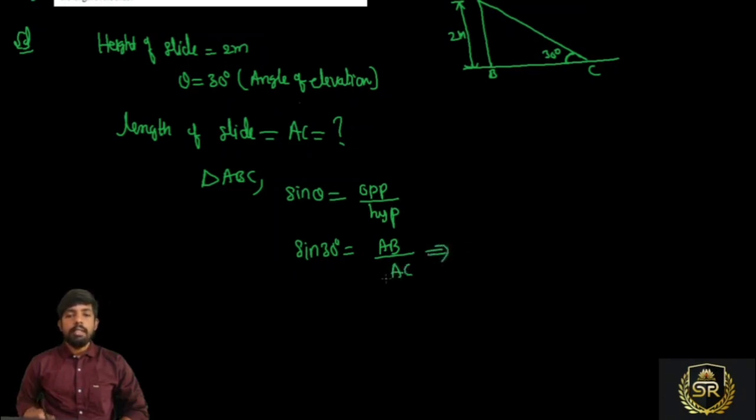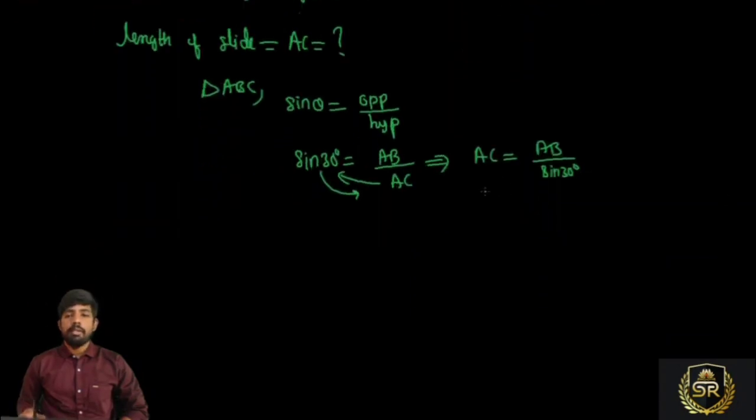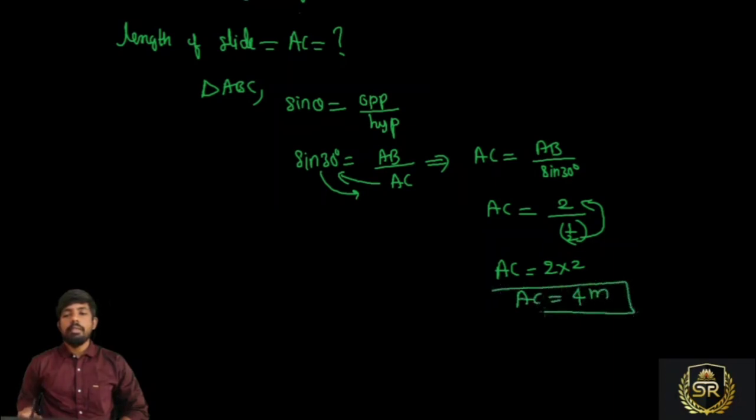So I am bringing this AC term to the right hand side. So AC is equal to AB by sine 30 degrees, right? We know AB is 2 meters, the height of the slide. So AB is 2 meters by sine 30, whose value is 1 by 2, right? This 2 comes to the numerator. AC is equal to 2 times 2, which is 4. So AC is equal to 4 meters.